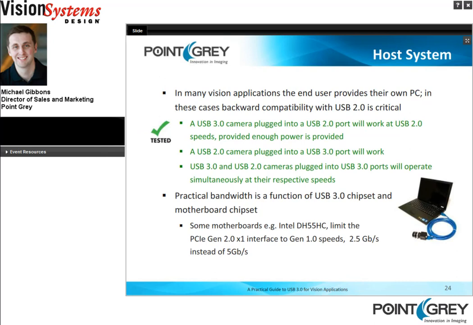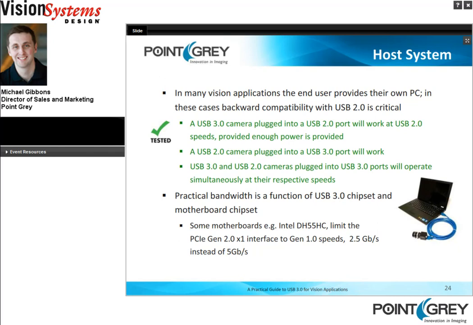Okay, let's look at the host system for a second. In many vision applications, the end user actually provides their own PC. So the integrator or whoever does not actually have control of the end PC. In these cases, backward compatibility with USB 2 is critical. You're developing a system, you're deploying it, and someone may have an old laptop that only has USB 2, but they still want to run that system.